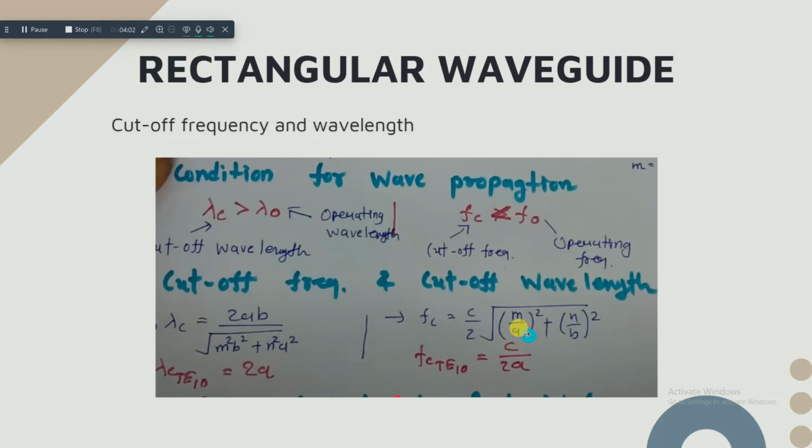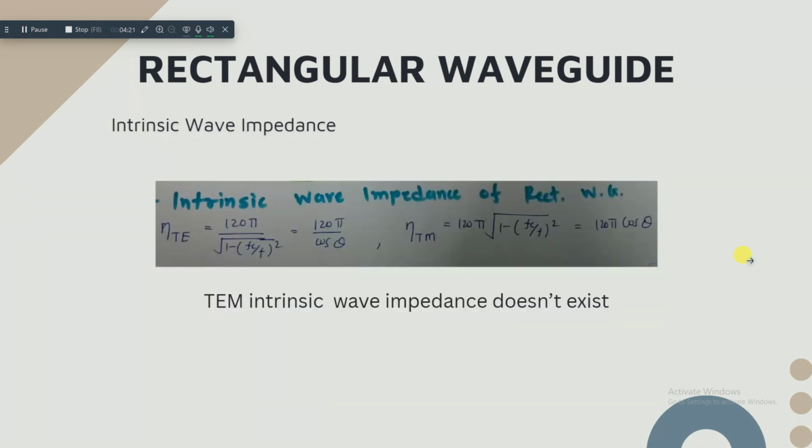So m, as we have studied earlier, is the number of half wave variations along a, and n is the number of half wave variations along b. From here we can find those cutoff frequencies and wavelengths.